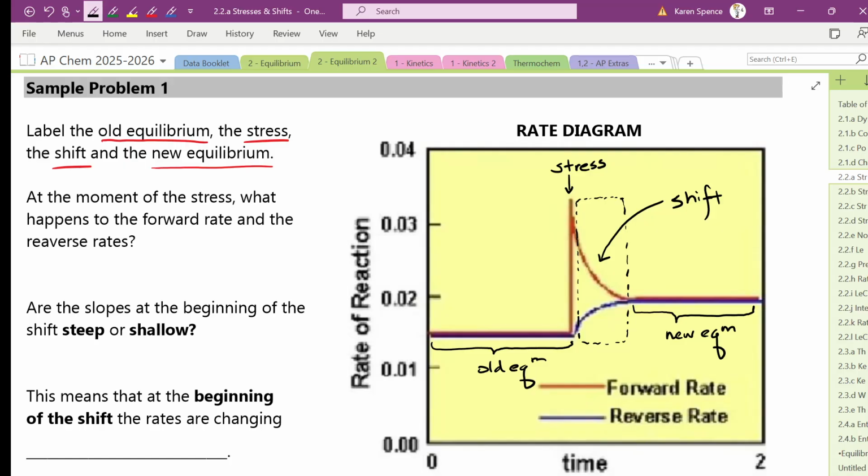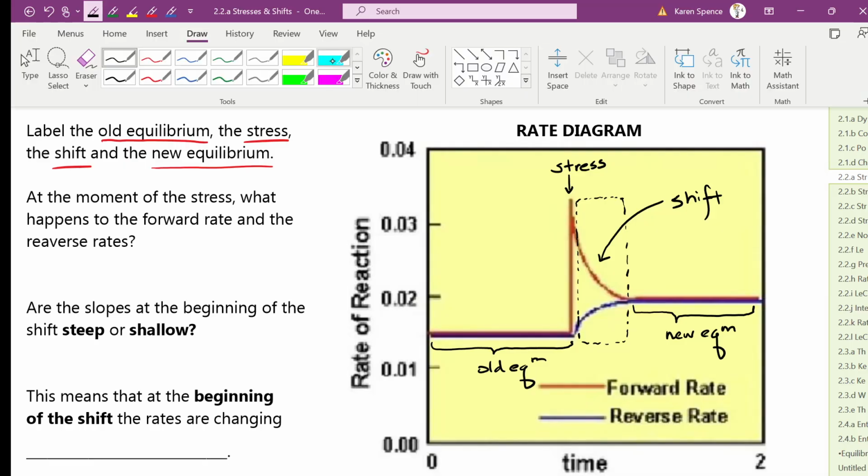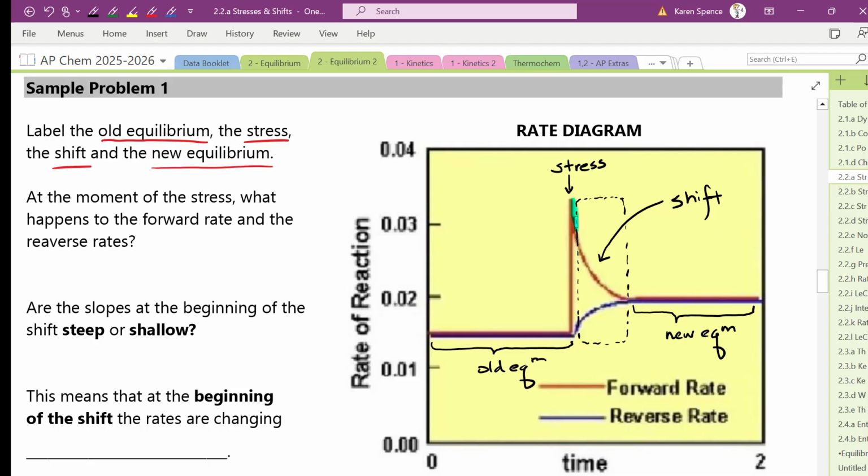You can label them however you want. If you've got some highlighters, you could highlight the shift and say the shift is this little blue section here, or whatever. You're really not going to have to do this labeling process, but you need to be able to recognize each part of the graph for what it is, okay?